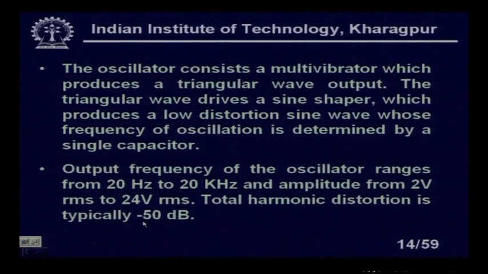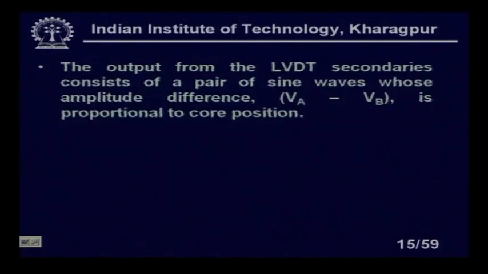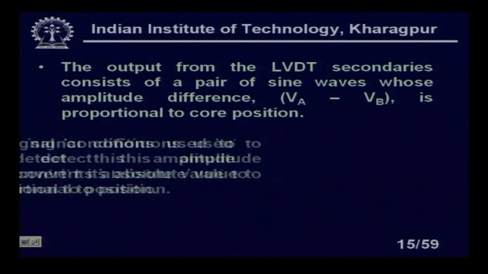The output frequency of the oscillator ranges from 20 hertz to 20 kilohertz, and the amplitude from 2 volt RMS to 24 volt RMS. Total harmonic distortion is typically minus 50 dB. The output from the LVDT secondaries consists of a pair of sine waves whose amplitude difference is VA minus VB and is proportional to core position. This will be proportional to our core position, because in an LVDT we always want it like that.